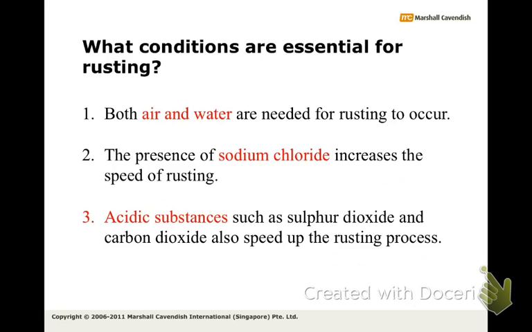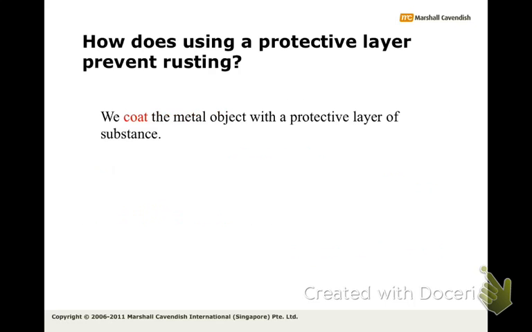Now, what are the conditions that are essential for rusting? Basically, air and water. If you don't have either of these two, it can't rust. The presence of sodium chloride increases the speed of rusting. Acidic substances also speed up the rusting process.